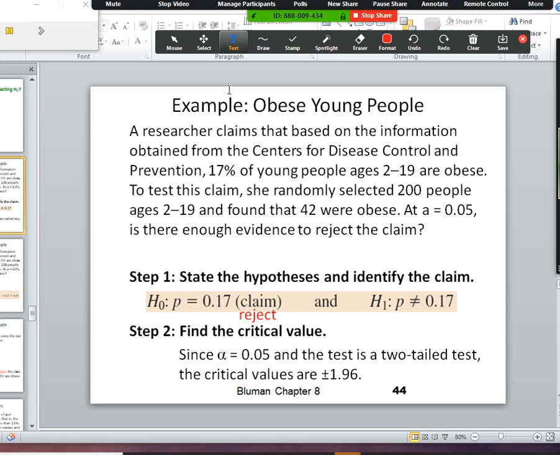All right, so the first thing is, let's take a look and figure out what our stuff is here. So let's figure out our claim. The researcher claims, based on information, that she's claiming that 17% are obese. So is this a proportion or a mean? How do I know? Take a second: is it a proportion or a mean, and how do we know?